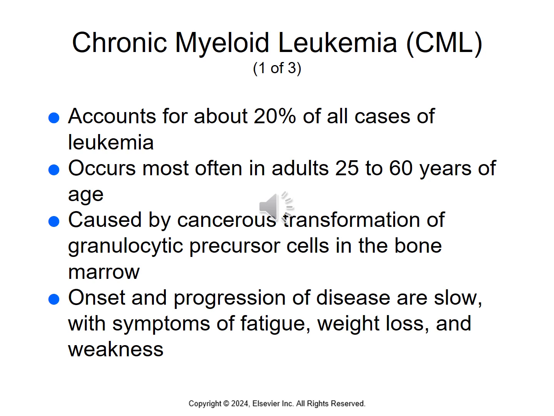Chronic myeloid leukemia or CML accounts for about 20% of all cases of leukemia, occurs most often in adults 25 to 60 years of age, caused by cancerous transformation of granulocytic precursor cells in the bone marrow. Onset and progression of disease are slow, and symptoms are fatigue, weight loss, and weakness. A bone marrow transplant may cure up to 70% of these cases.